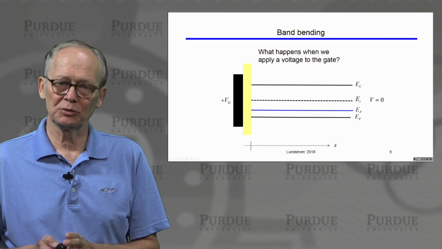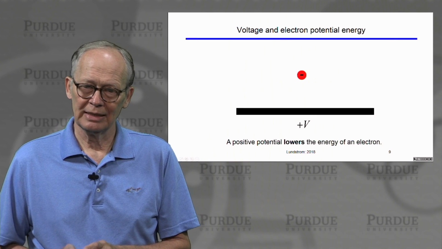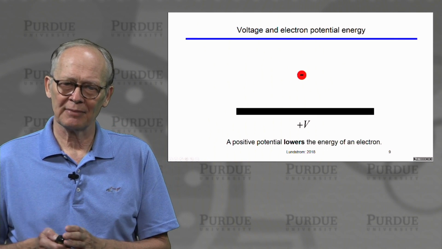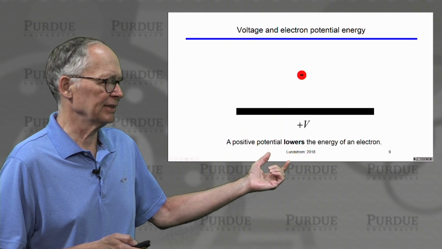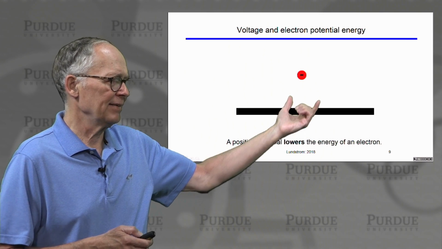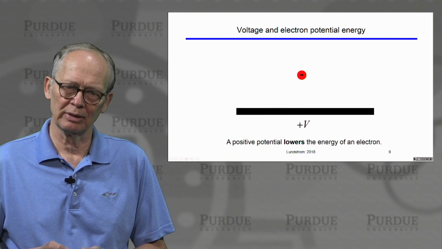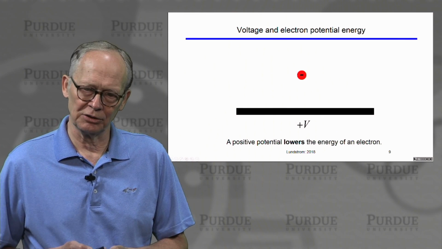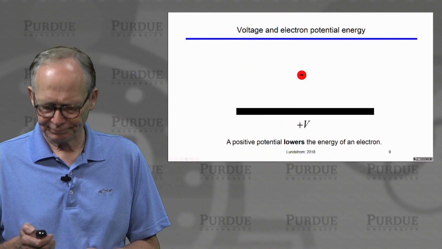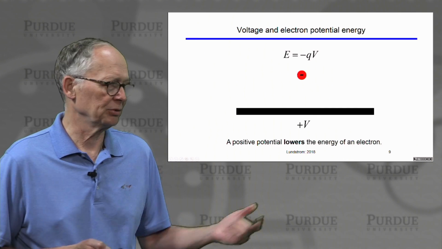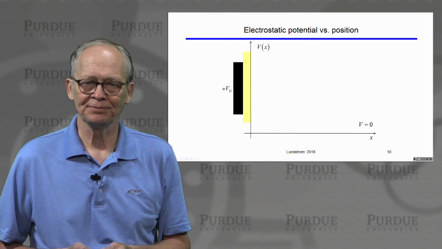So if we ask ourselves what happens, we need to know what voltages do to energies. And you'll remember from freshman physics that if you have a positive voltage, that would attract and pull an electron towards it into a potential well. It would lower the potential energy of the electron. Okay, so energy is equal to minus Q times voltage is the principle we're going to use.